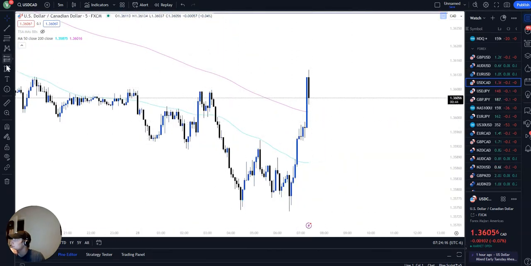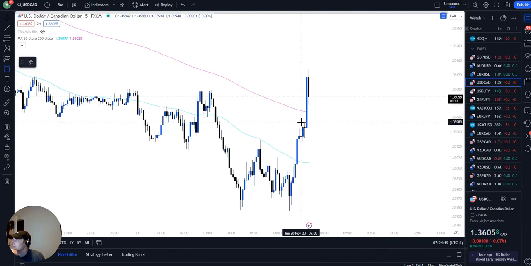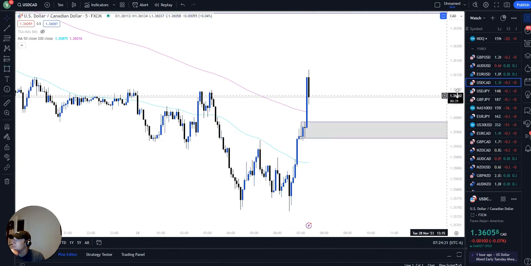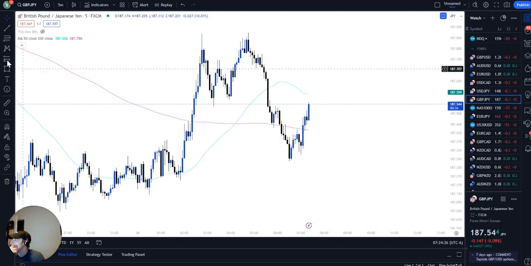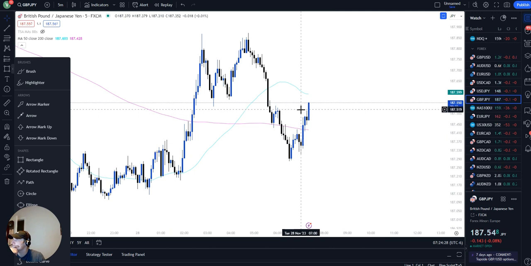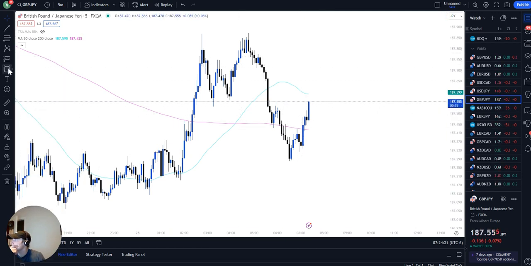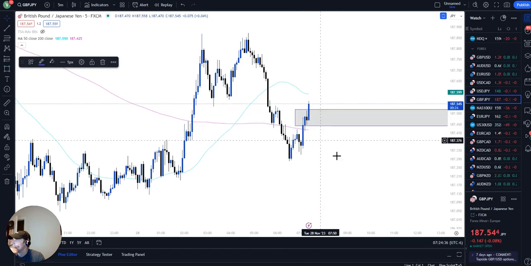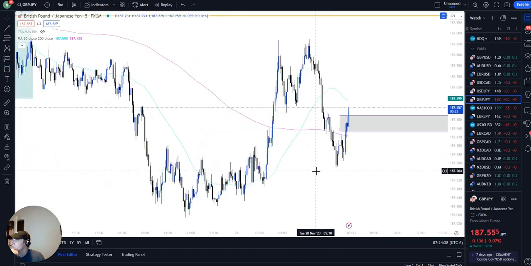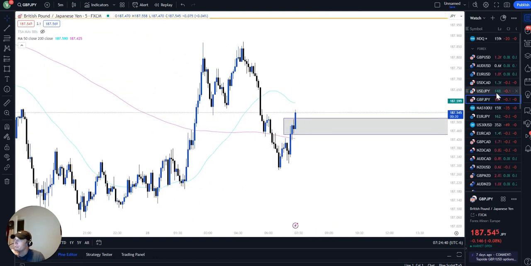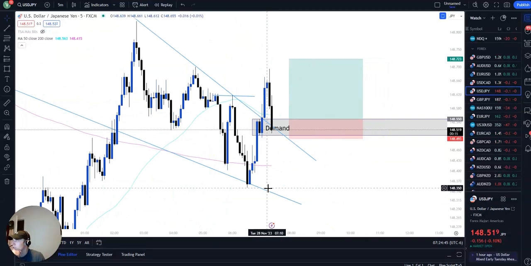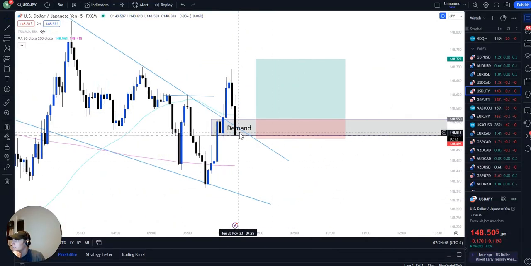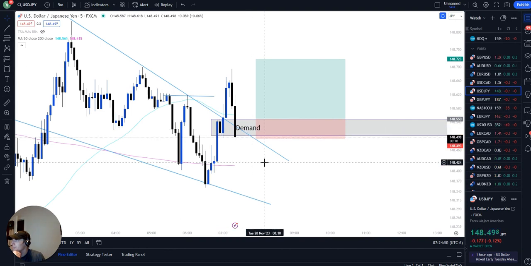UCAD had a clear break there, and it's got a demand zone as well right here. Go back to UJ. UJ's entering it right now. GJ's just created a demand. It's got another demand beneath here as well, but it's got a decent demand right there, right above the 200 moving average. This one's not looking too promising. It's looking like, yep, it just shot right through.